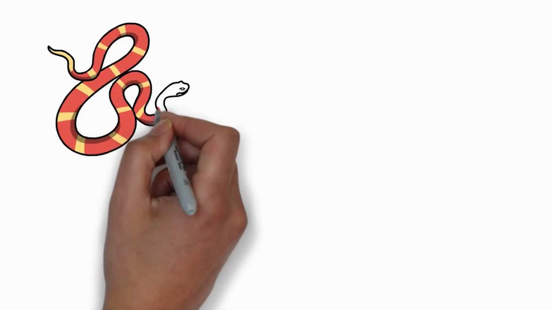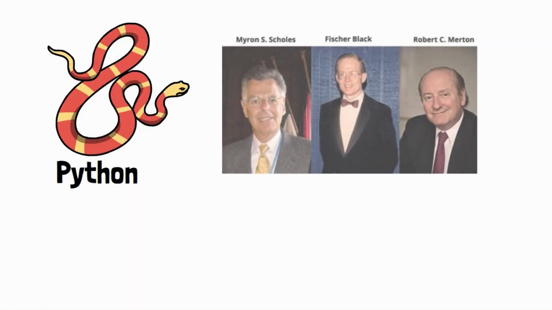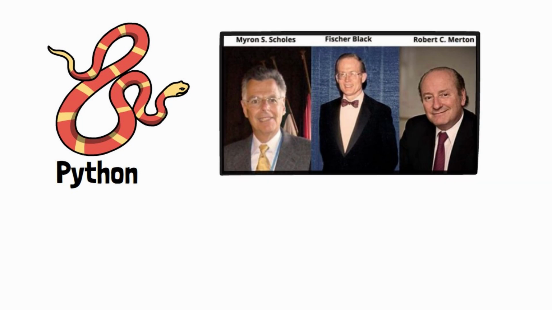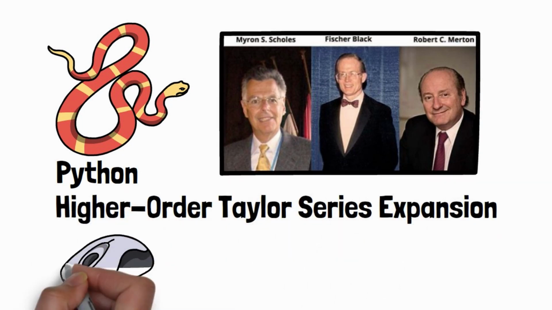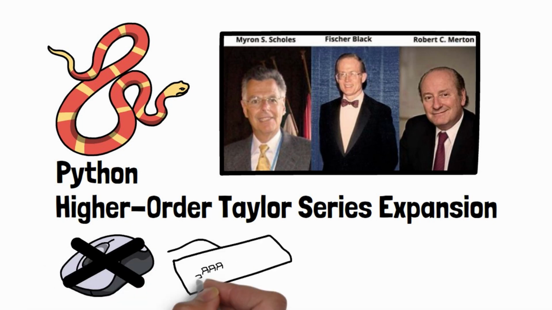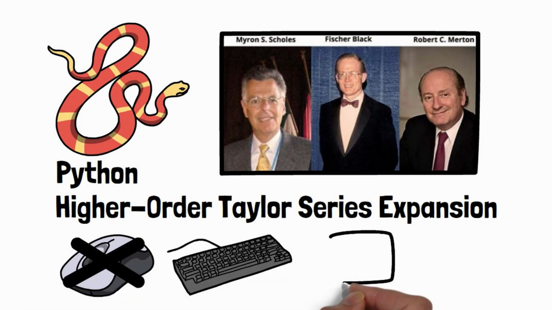This video teaches you how to use Python code to replicate some of the assumptions in the Black-Scholes-Merton model with a higher order Taylor series expansion. I'll keep my use of the mouse to a minimum and teach you how to do it using the keyboard.